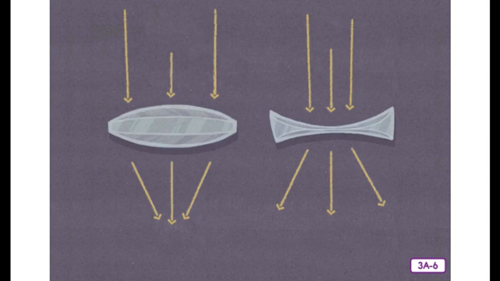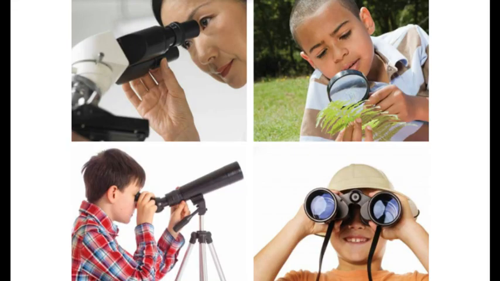Convex lenses are used in instruments such as microscopes, magnifying glasses, binoculars, telescopes, and cameras. The lenses in my eyeglasses are convex to help me see close images better when I'm painting. Here are pictures of those different tools that use convex lenses.